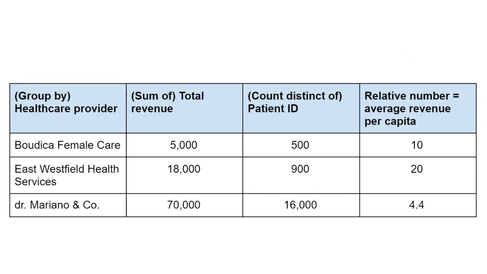By using relative numbers in this example, we actually realize that the healthcare provider with the highest total revenue is actually the cheapest provider when calculated per capita. We can also observe that the healthcare provider with a total cost of $18,000, which seems modest at first sight, is actually the most expensive provider per capita.